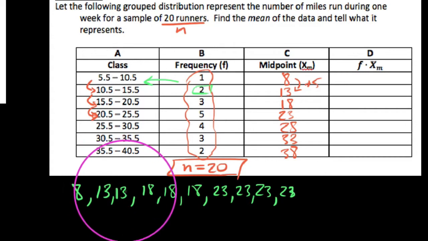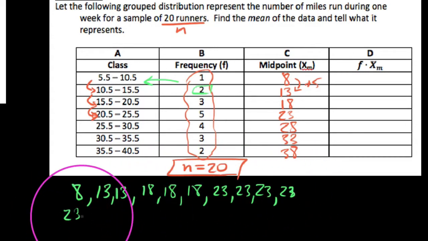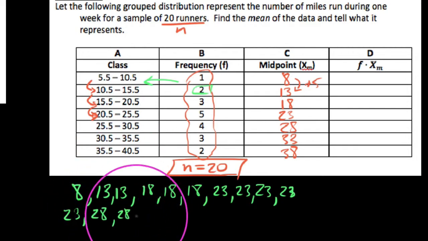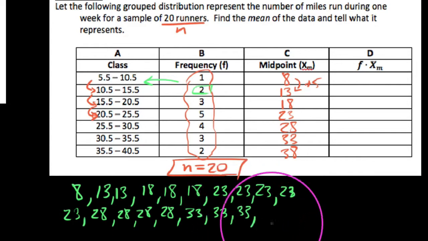And then let's see, 1, 2, 3, 4, 5, 6, 7, 8, 9, 10. I'm going to put my fifth 23 down here. We say 4 times 28, so we say 28, 28, 28, 28. We'll assume 3 people ran 33 in this class, so 33, 33, and 33. And in the last class, we had 2 people run 38 miles in the week.